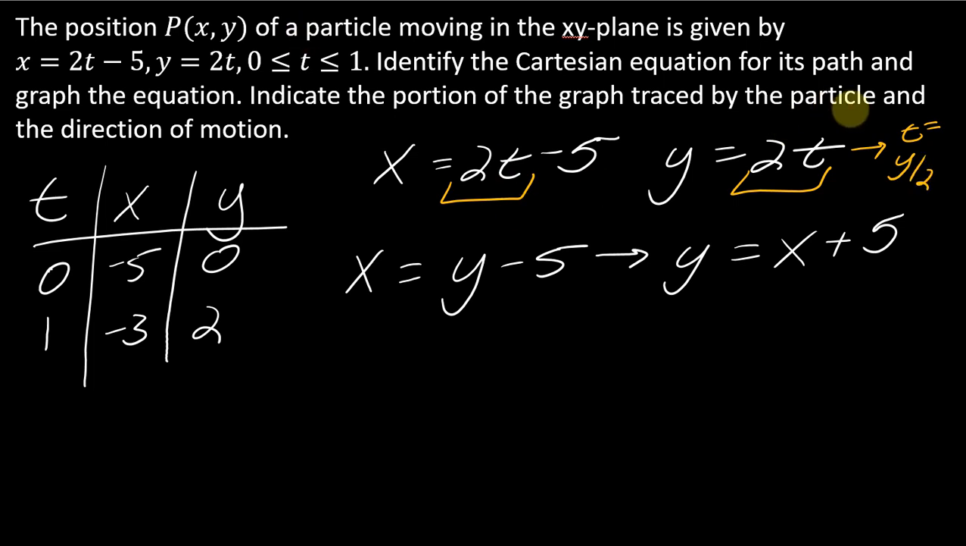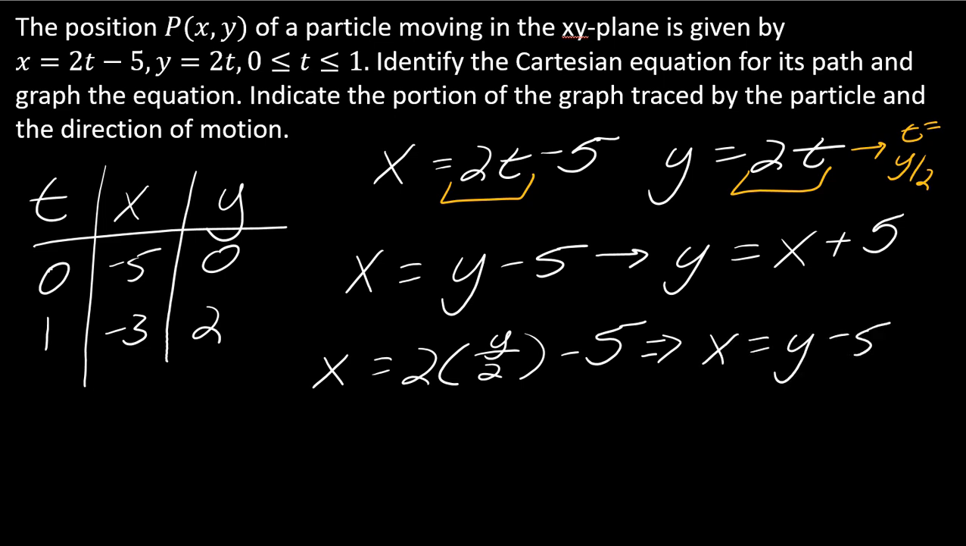And so you could take a lot longer route then and say, okay, well, I could easily solve for t, so now I can shove it into this equation here. And if I did that, this would become x equals 2. So now where I have a t, I'll replace it with y over 2 minus 5. And so that's going to give me that x equals y minus 5. And that gets me back to the same equation.